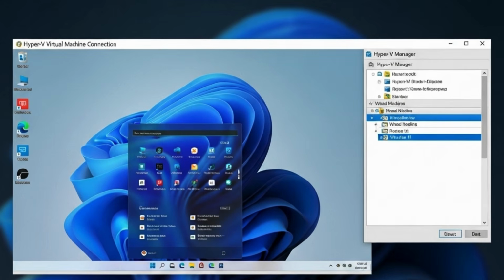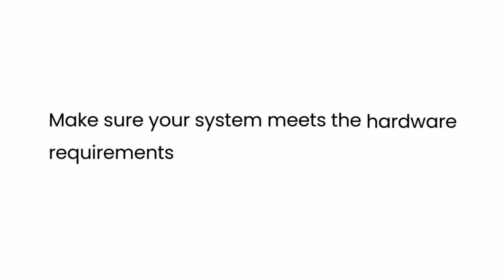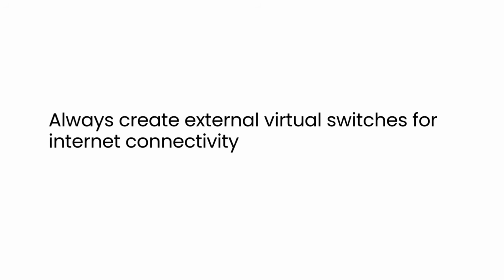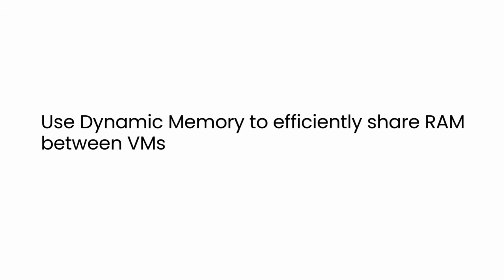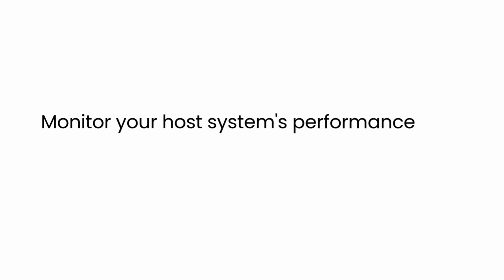We've covered everything from checking system requirements to creating and optimizing virtual machines. Make sure your system meets the hardware requirements. Always create external virtual switches for internet connectivity. Use dynamic memory to efficiently share RAM between VMs, create checkpoints at important milestones, and monitor your host system's performance.